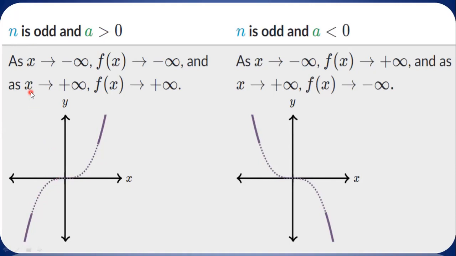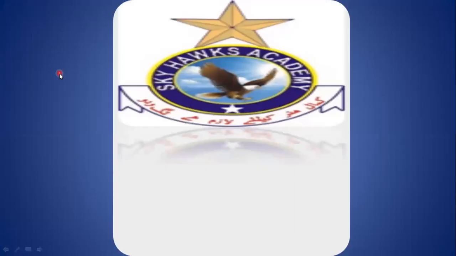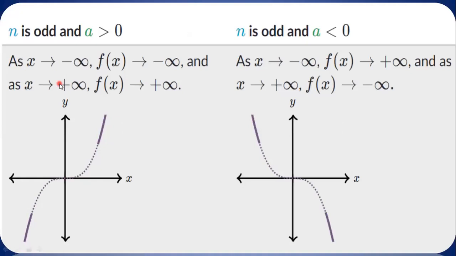And similarly, if you are putting the positive x, n is odd and a is also positive, so this will make all the things going up. You are getting the positive values of the whole function f(x). So this is the case.